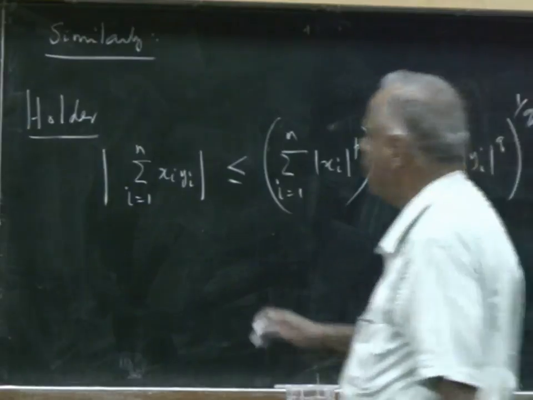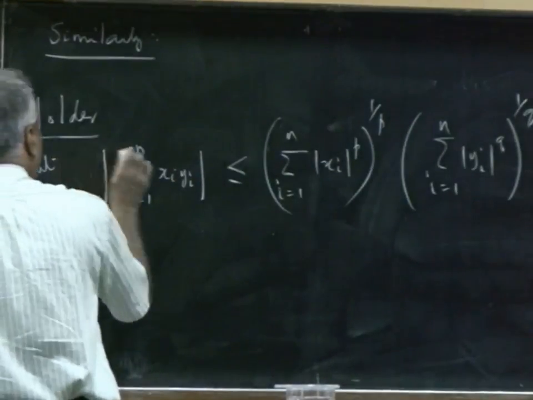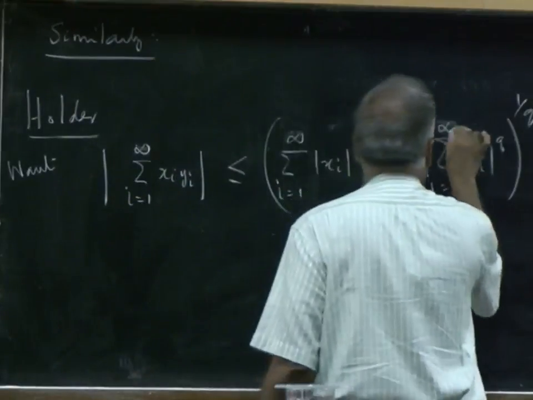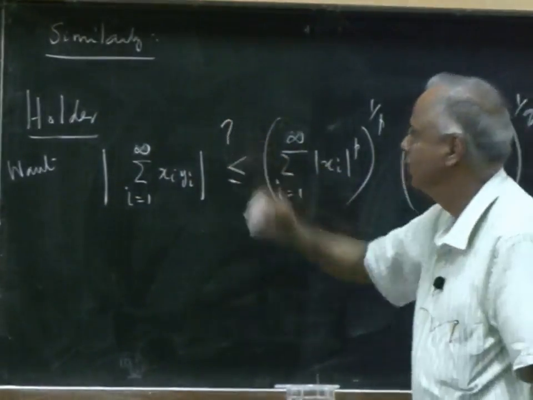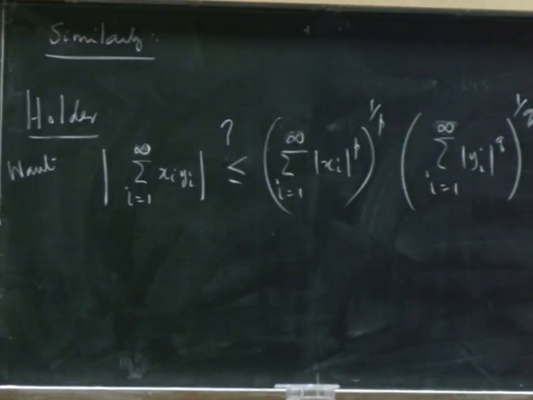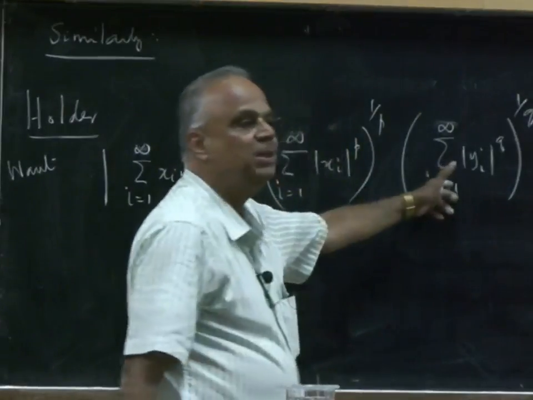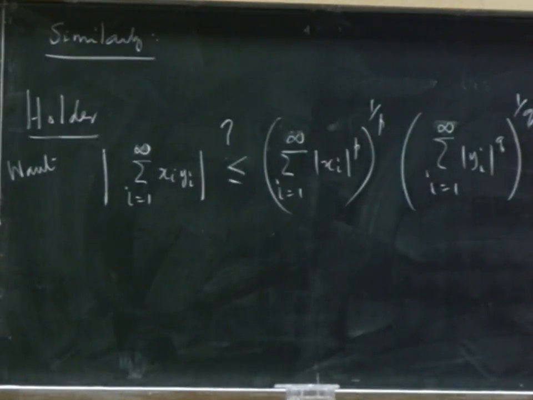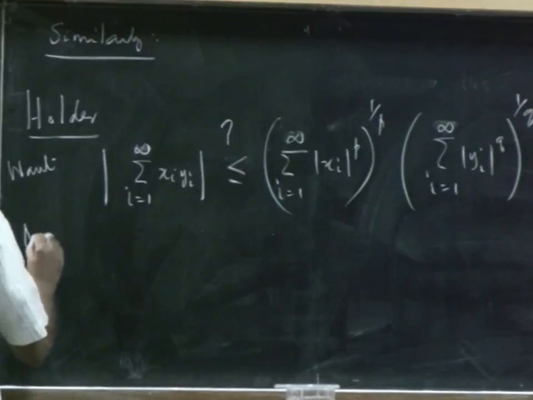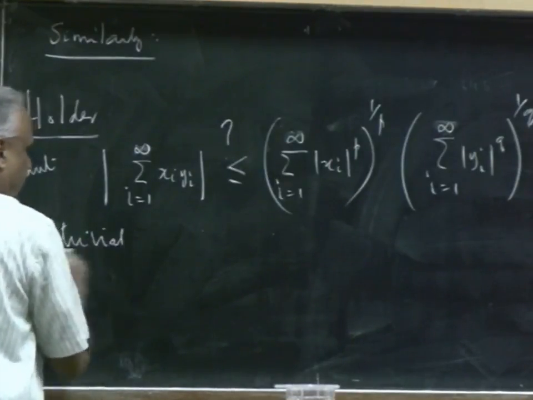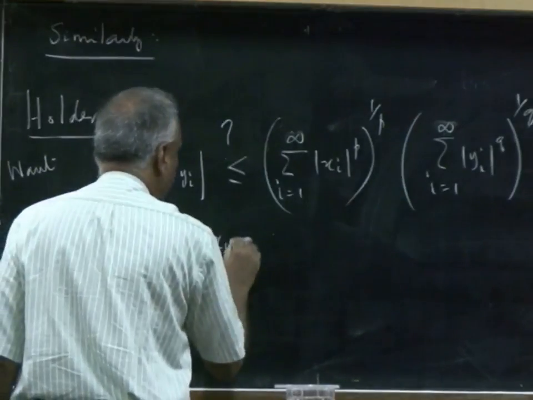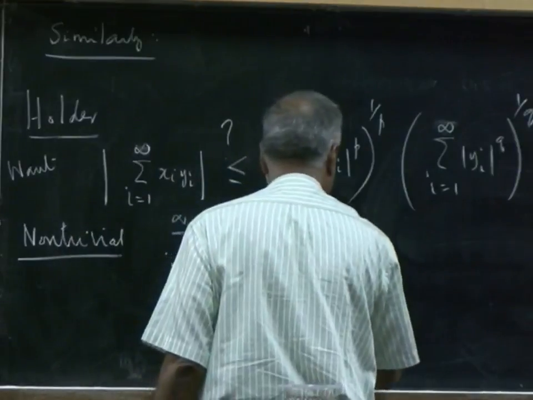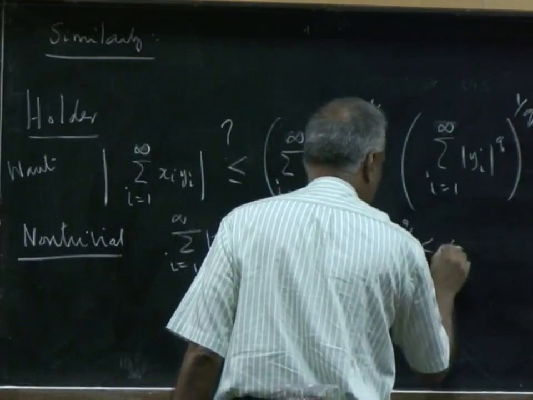Now therefore, what we want is, if I now take the infinite number of components, is this true? That is the question in infinite dimensional space. Once again, if one of them is infinite, it is trivial. If one of those sums is infinite, the right hand side is already infinity and everybody is going to be smaller than it, no problem. So the non-trivial case is when both of them are finite. So the non-trivial question is, if these two are finite, then is it true?